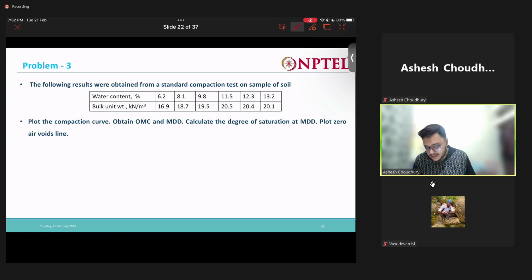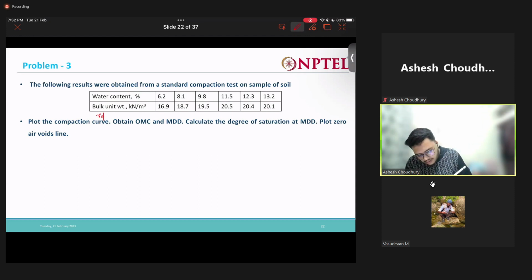Now let us see the next problem. Same problem, exactly the same problem. Water content is given, and also bulk unit weight is given, right? So you need to plot the compaction curve and determine the maximum dry density. So I hope you can do this. It's exactly the same. So you have all the water content.